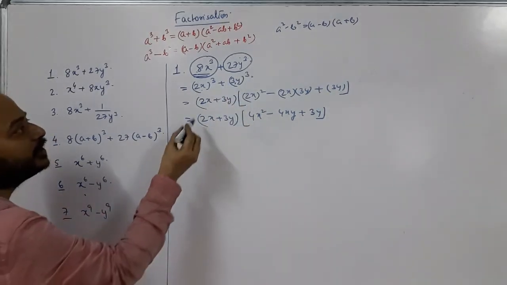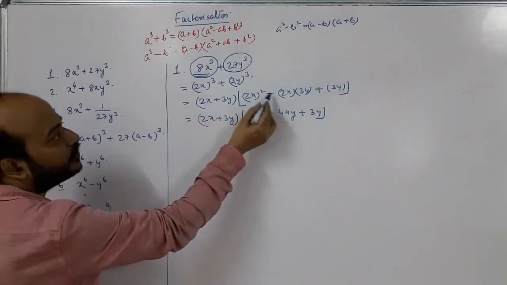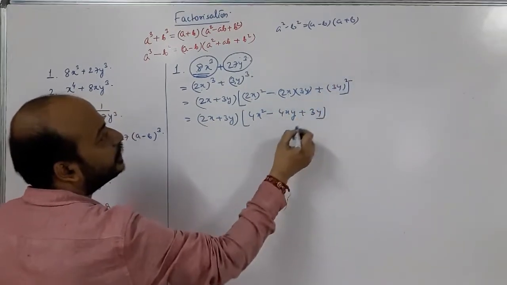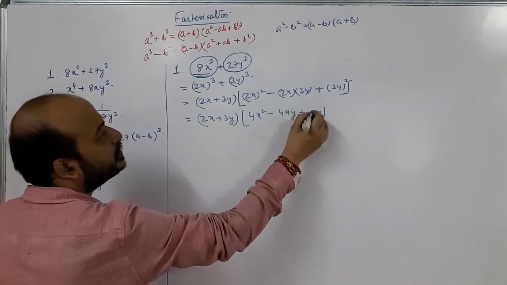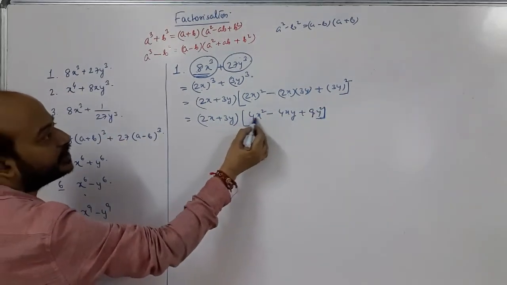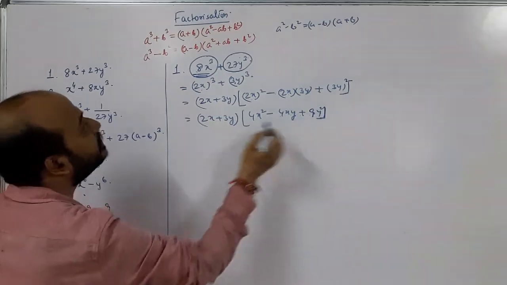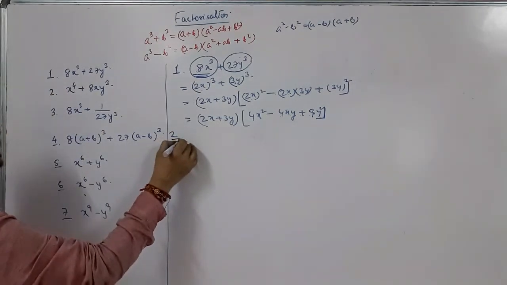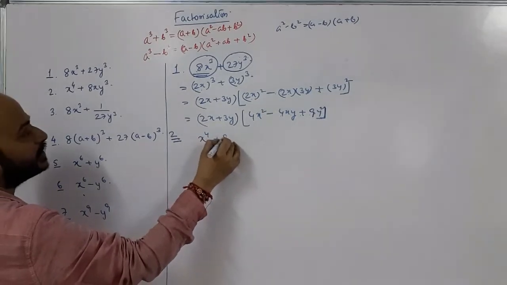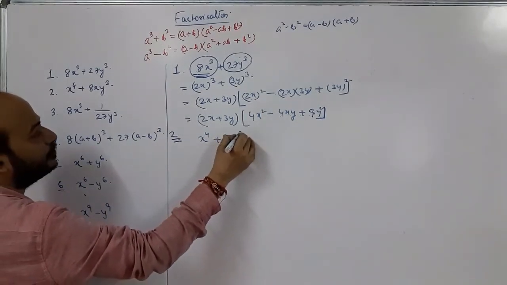And what is the formula? A plus b, a square minus ab plus b square. So we get 2x plus 3y, 4x square minus 6xy plus 9y square. Understand?